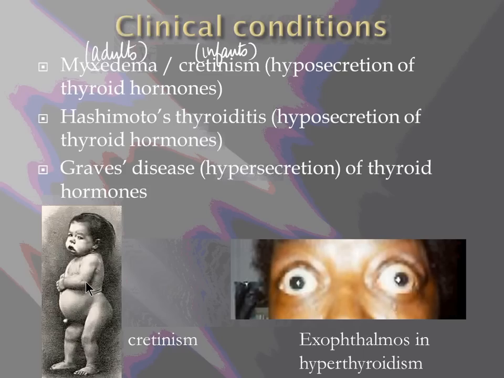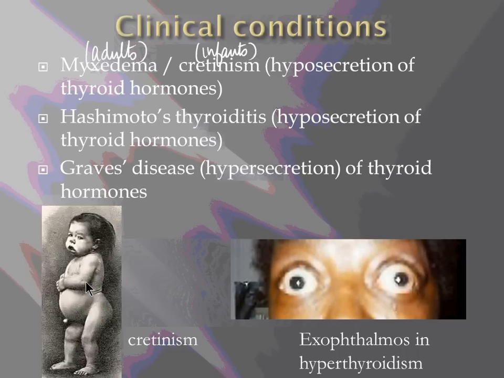Then we have another autoimmune condition called Hashimoto's thyroiditis, which is inflammation of the thyroid gland causing hyposecretion. So the symptoms will be very similar. It is named after the person who discovered it.